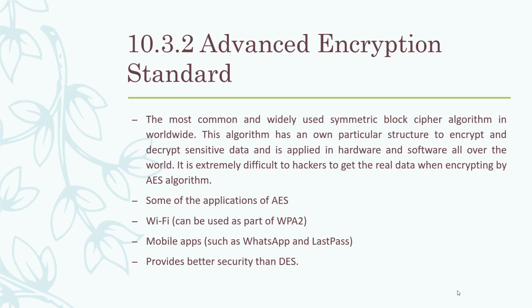Advanced Encryption Standard, also known as AES, is the most common and widely used symmetric block cipher algorithm worldwide. This algorithm has its own particular structure to encrypt and decrypt sensitive data and is applied in hardware and software all over the world. It is extremely difficult for hackers to get the real data when it is encrypted by the AES algorithm. Some of the applications which use AES are Wi-Fi, where it can be used as a part of WPA2, and mobile apps such as WhatsApp and LastPass, which use the AES algorithm for encryption. It provides better security than the DES algorithm.